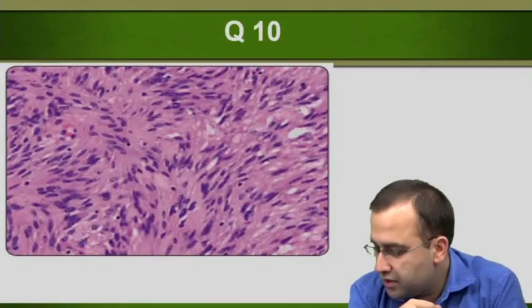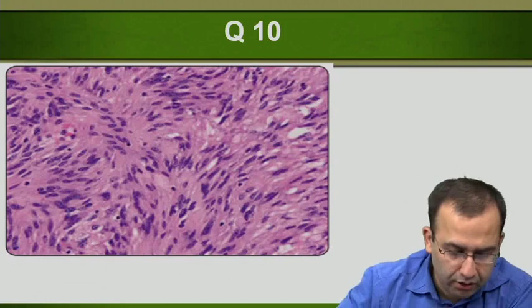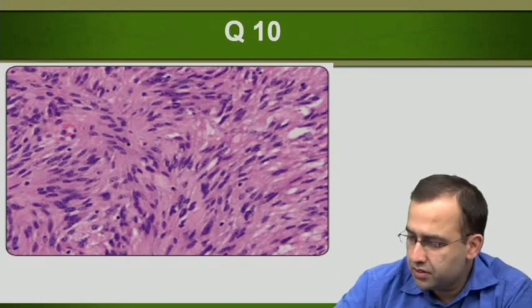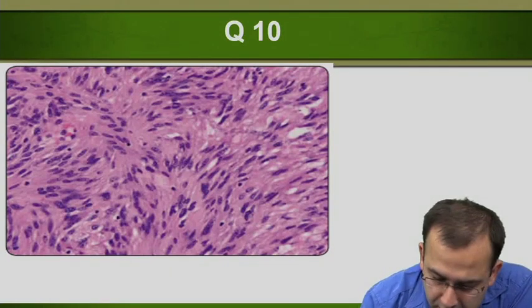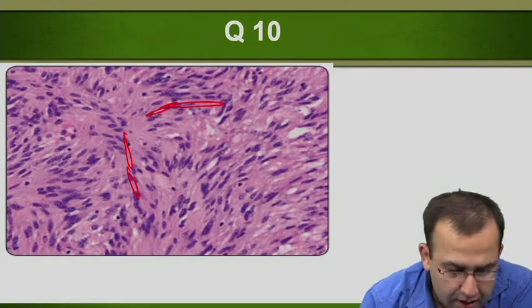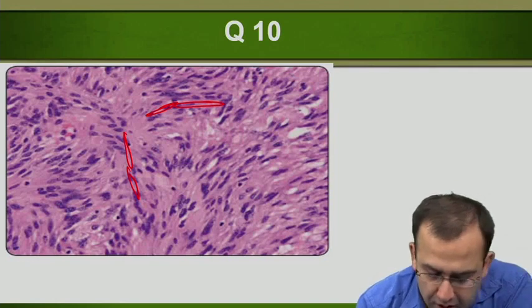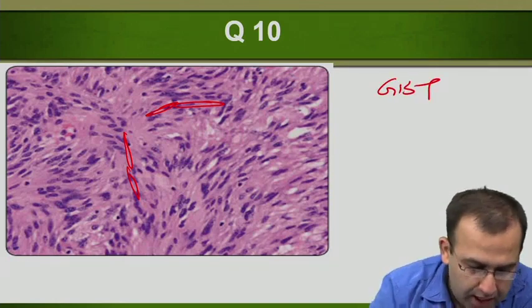Next, diagnosis. This is question number 10 of your paper. Diagnosis. This is a spotter. The minute you see this, you are able to make out the presence of elongated spindle shaped cells. So it is a mesenchymal tumor, making the diagnosis as GIST.